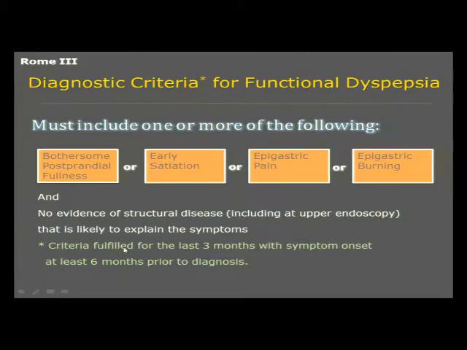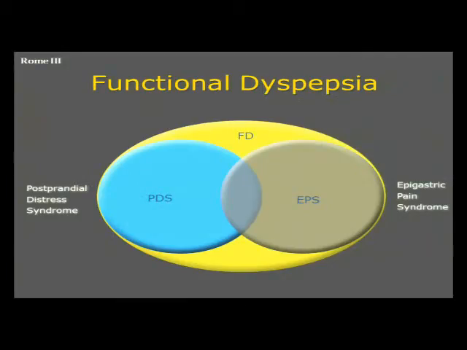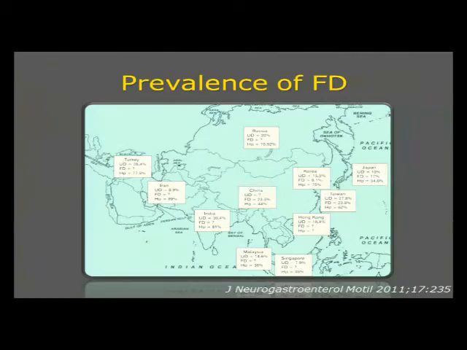Based on the diagnostic criteria, functional dyspepsia must include one or more of the following: bothersome postprandial fullness, early satiation, epigastric pain, or epigastric burning. And there is no evidence of a structural disease, including at upper endoscopy, that is likely to explain the symptoms. Criteria must be fulfilled for the last 3 months with symptom onset at least 6 months prior to diagnosis. Functional dyspepsia is subdivided into 2 categories: postprandial distress syndrome and epigastric pain syndrome.